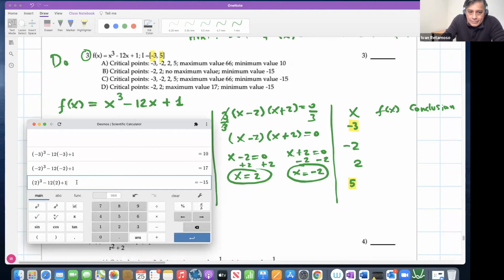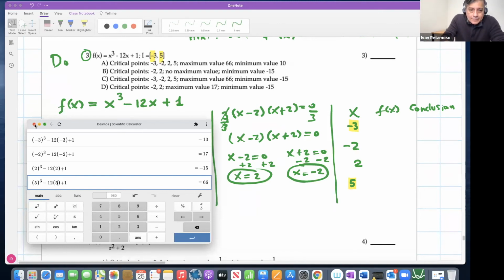And finally, the last evaluation should be at 5. So paste here and then replace this for a 5. 5 cubed minus 12 times 5 plus 1. That is equal to 66, right? So I'm gonna write the evaluations here, and then we will make a decision.